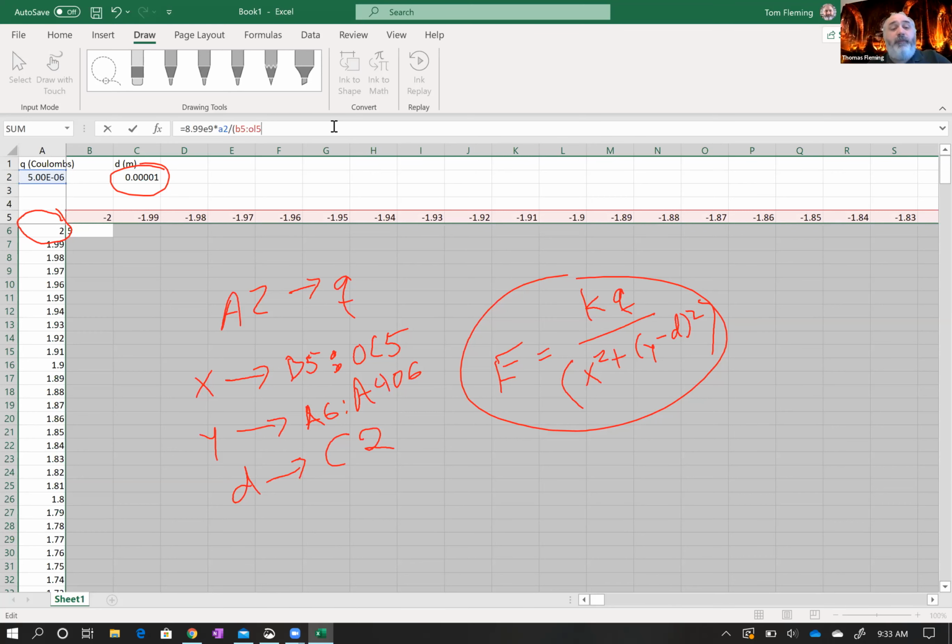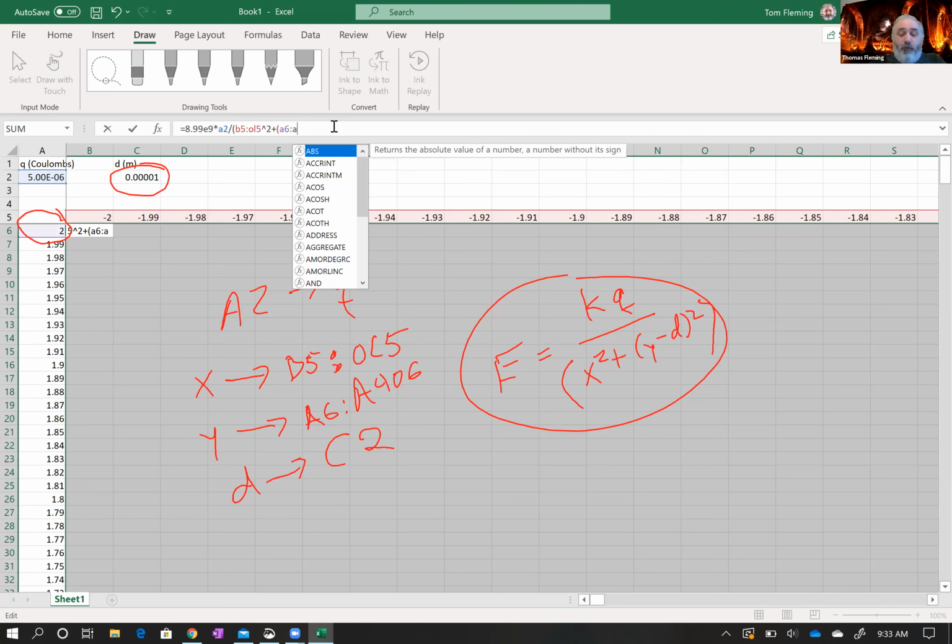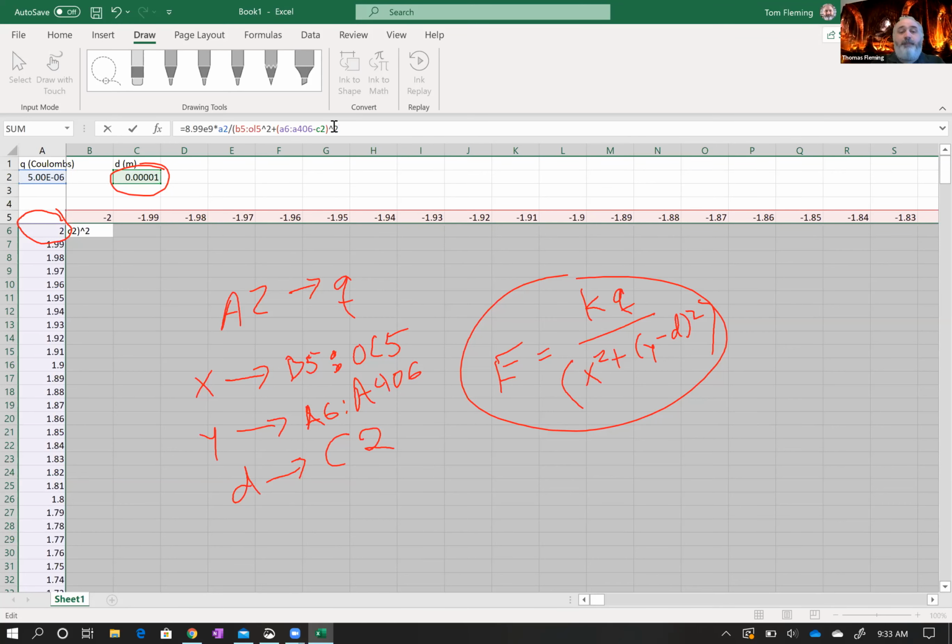Notice the A2 is blue and it put a blue circle around the Q. So you can tell what that is. Now I got to square that. So squared plus, well, now there's parentheses in the formula. Now I need y, A6 colon A406 minus d, which I had in C2. I'm closing the parentheses. I'm squaring that whole job. Then I'm closing the outside parentheses.